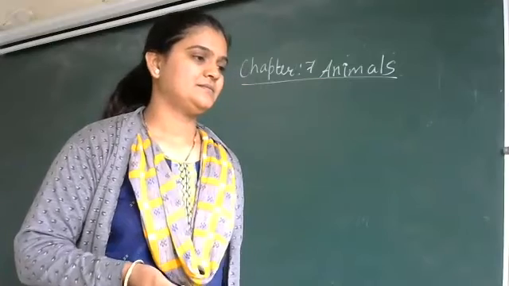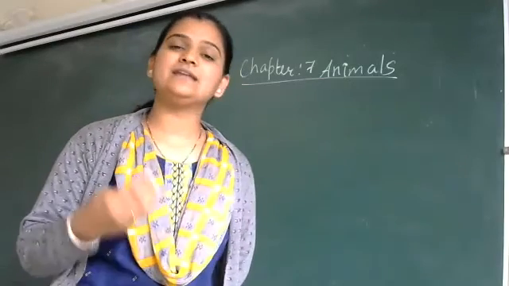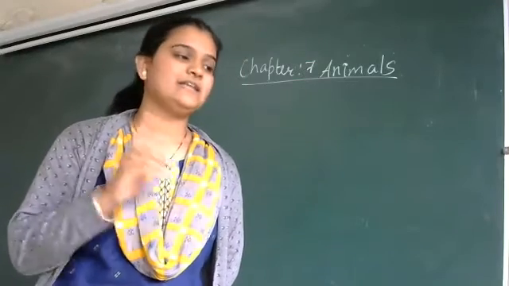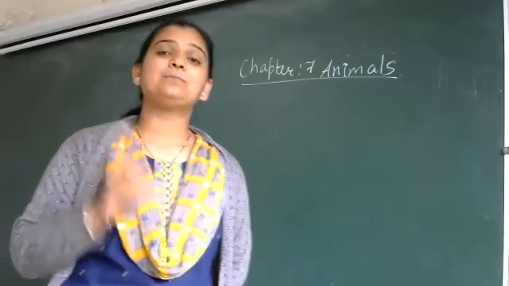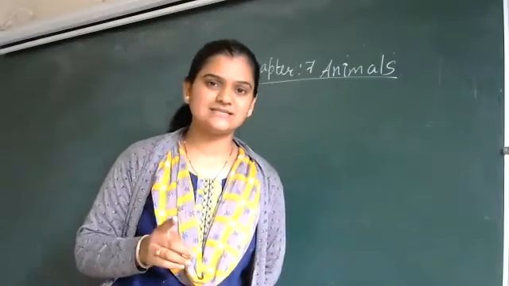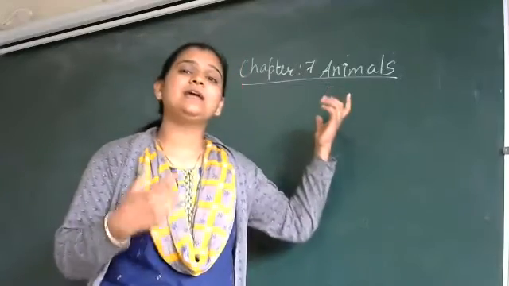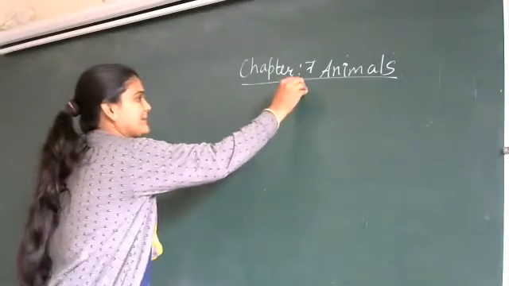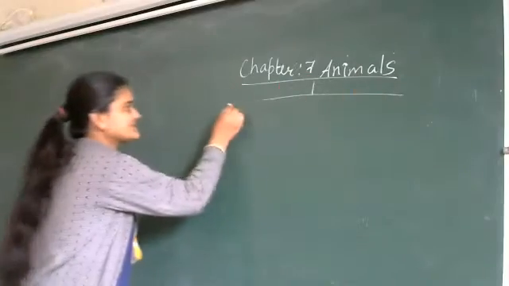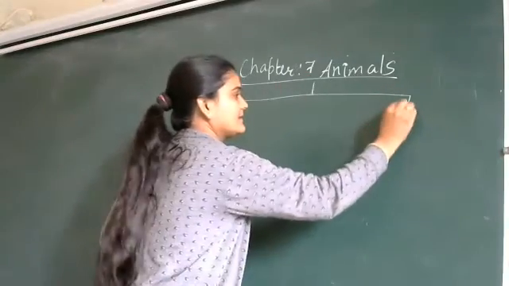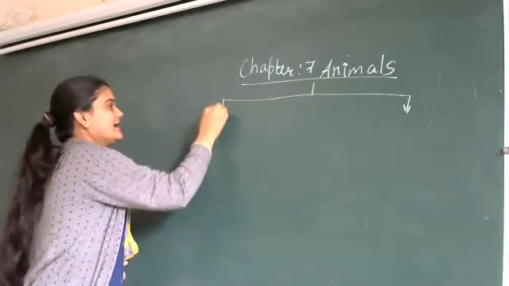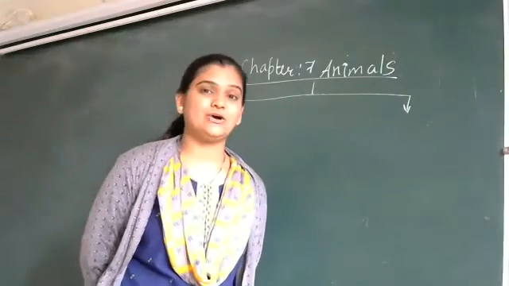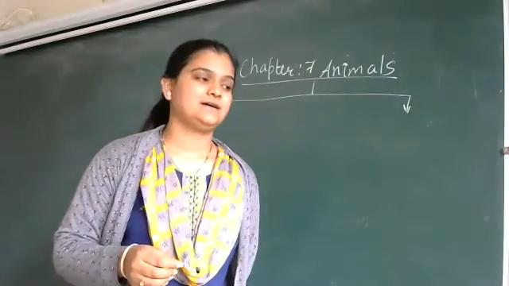Animals are the consumers. Yes or no? You have studied in the fourth standard that plants are the producers. So what about animals? Animals will be consumers. And in animals, we have mainly two types. Which are the two types of animals? Yes, very good.